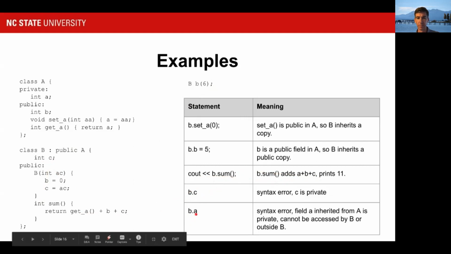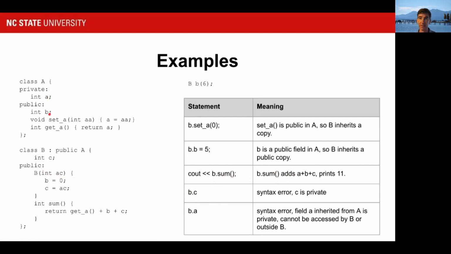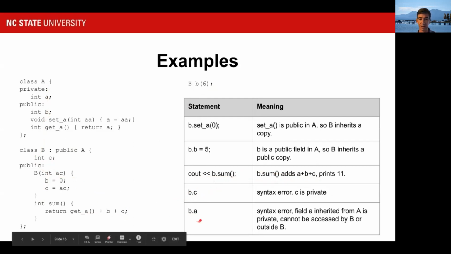And likewise, if I wrote b.A, now this is a problem because A is a private member of class A, and when B inherits from class A, it inherits a private copy of A, which it is not allowed to directly access. So b.A is a syntax error. And not only is class B not allowed to access A, but no other code's allowed to access it either. Okay, so this would also be a syntax error.